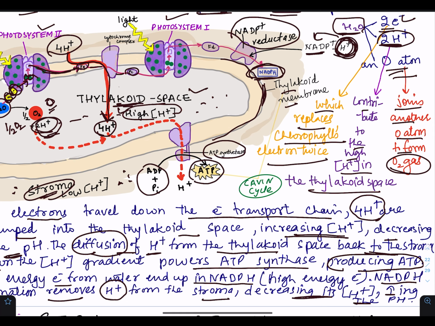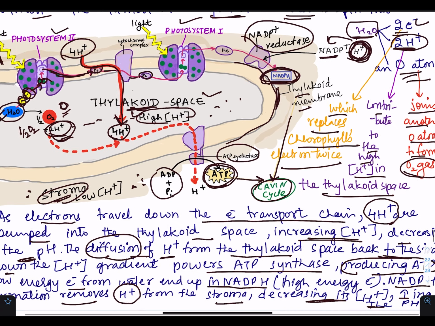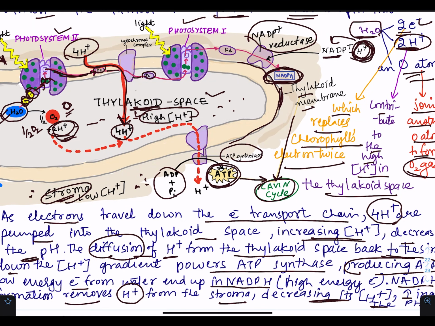And the NADPH which is formed here and the ATP which is formed here in chemiosmosis are actually used later in the Calvin cycle or the light independent reactions. This is all about the structure of the photosynthetic pigments and the chemiosmosis.